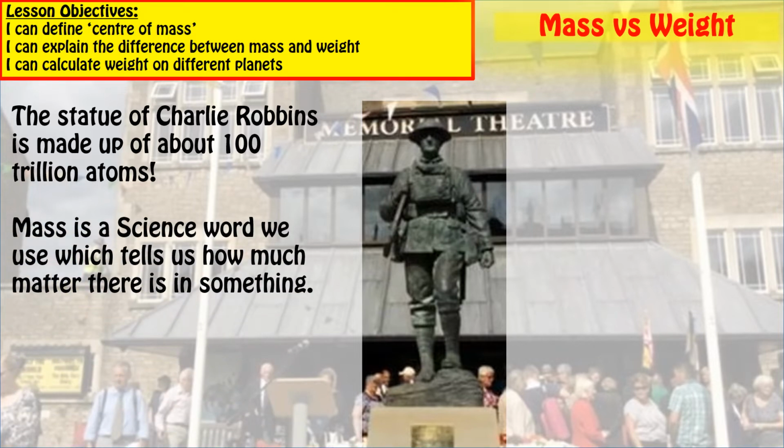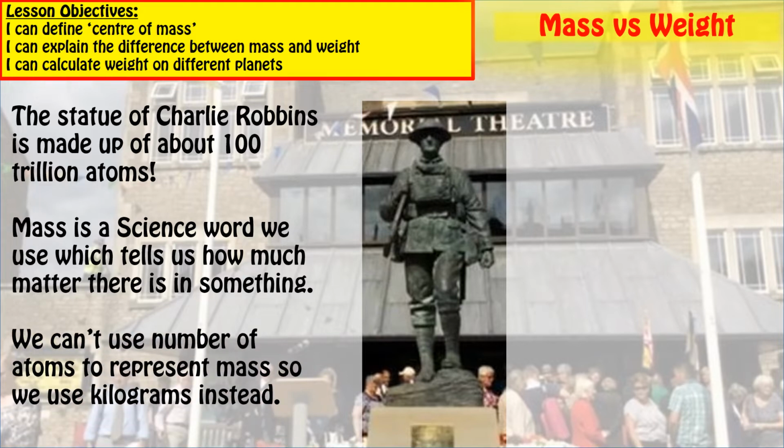Mass is a science word we use which tells us how much matter there is inside something. We can't use number of atoms because 100 trillion just loses any meaning. We can't go around saying this is 100 trillion, this is 50 trillion, it's 100 trillion, 79 billion, 60 million. The numbers are just far too big and it doesn't really make any sense.